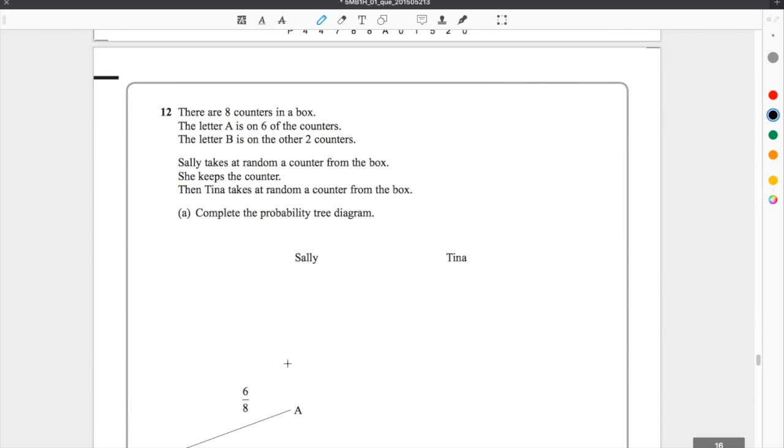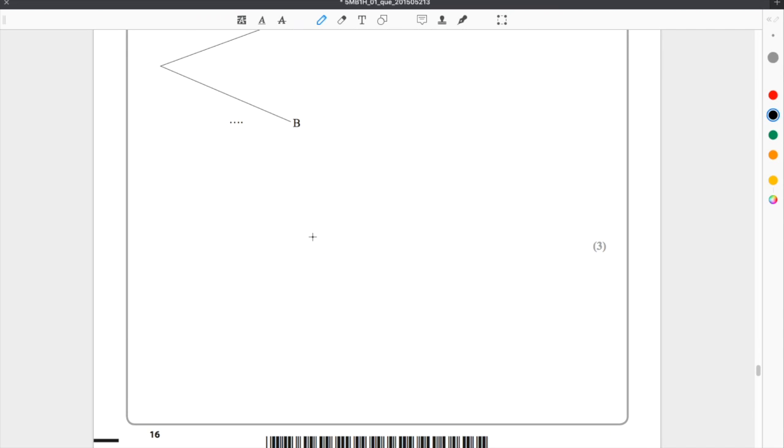Now for question 12. There are 8 counters in a box. The letter A is on 6 of the counters. The letter B is on 2 other counters. Sally takes at random a counter from the box. She keeps the counter. Okay, let's underline this bit here. She keeps the counter. Then Tina takes at random a counter from the box. Complete the probability tree diagram.